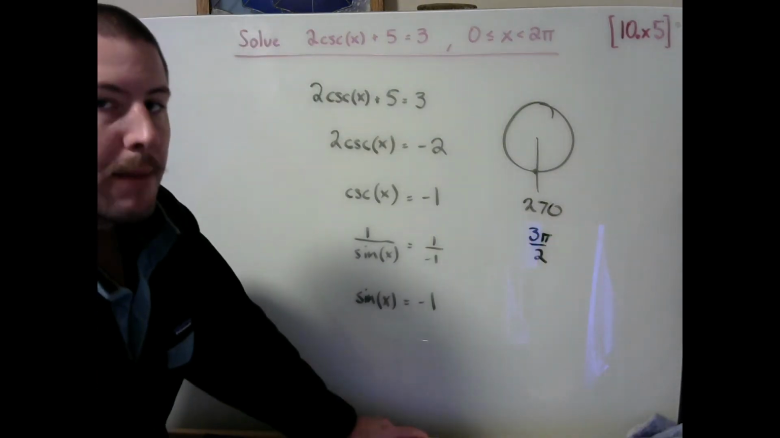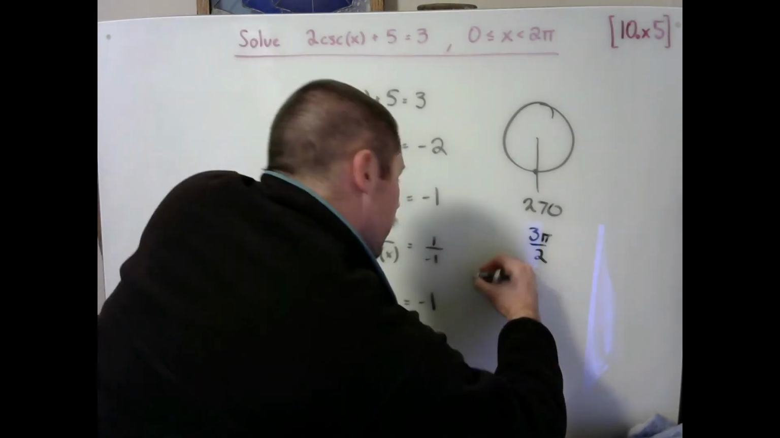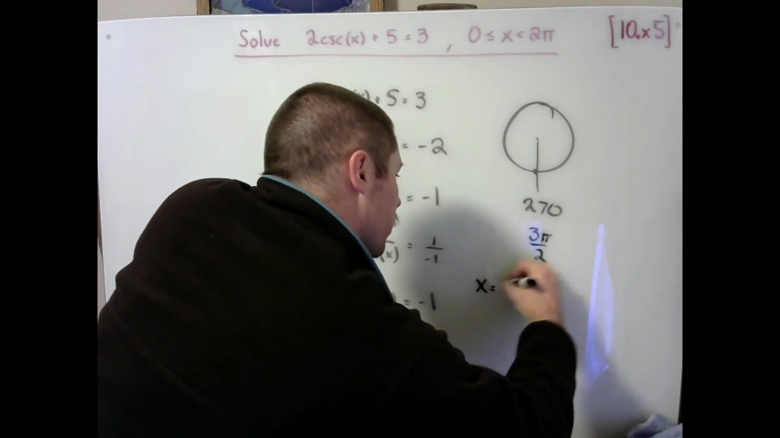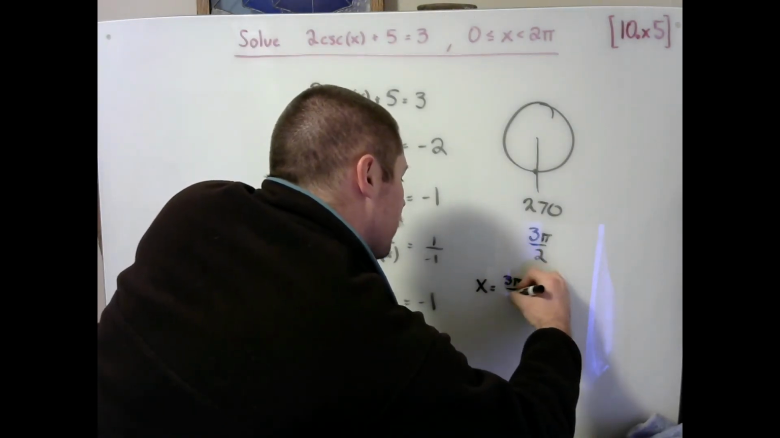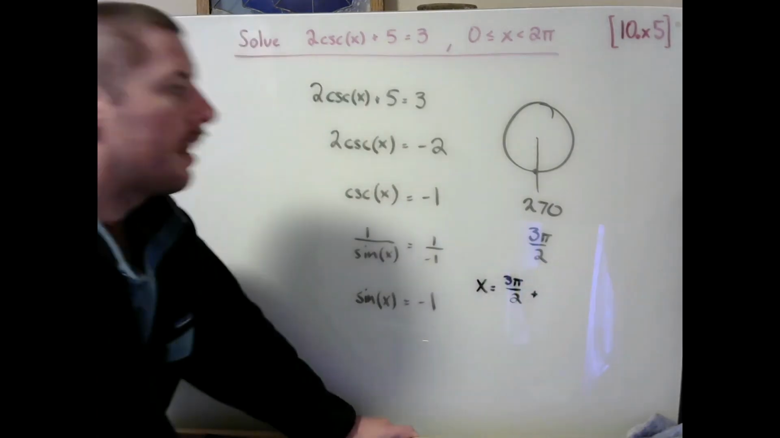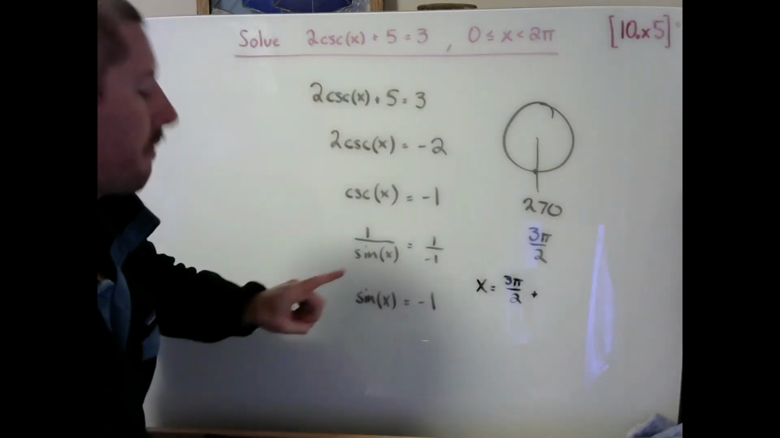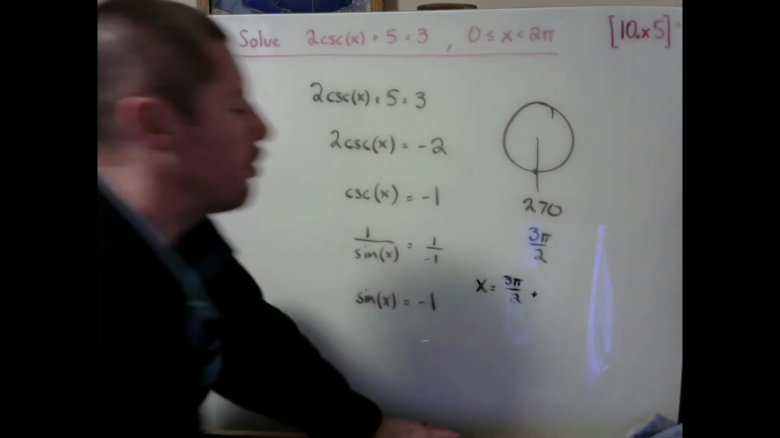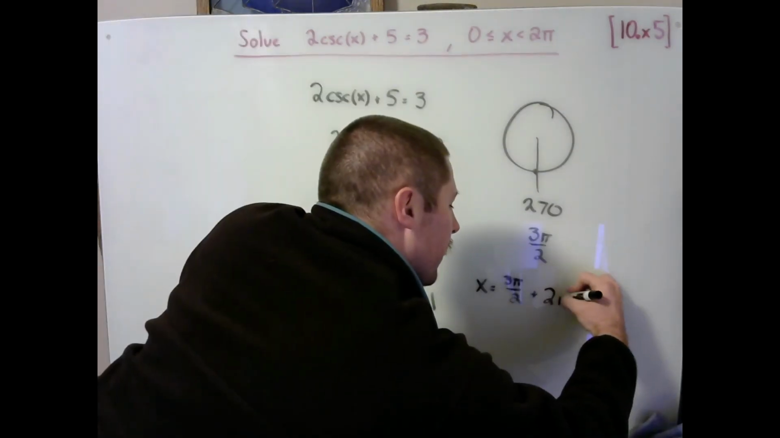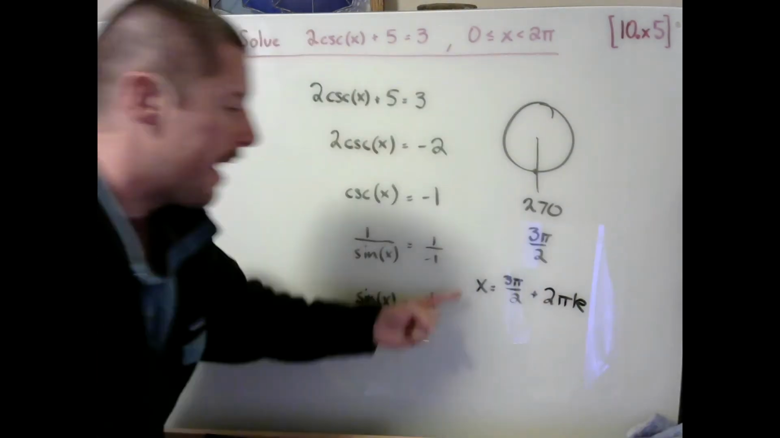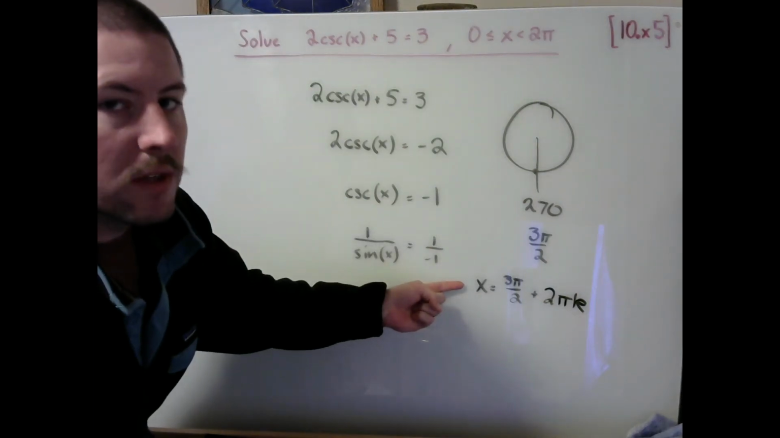I could state my general solution here. I do know that my x values should be 3 pi halves, plus I know that the cosecant function or the sine function have a period of 2 pi, and so I could give myself a 2 pi k. This would be my general solution, but this isn't really what I'm interested in here.